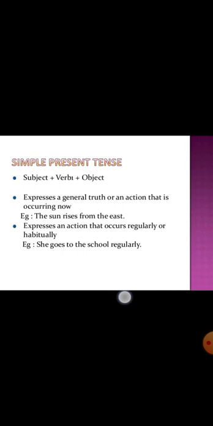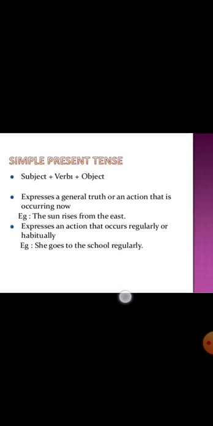For example, if you see the universal truth, the sun rises from the east. This is a universal truth. We cannot change this fact. So, these types of facts are always represented in simple present tense. Got it? And if I'm talking about an action that happens on a regular basis, that is, she goes to school regularly. She goes to school regularly. So these are the situations where we are going to use simple present tense.